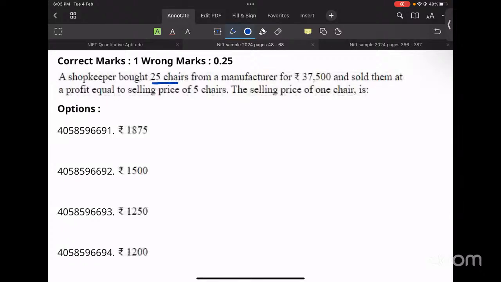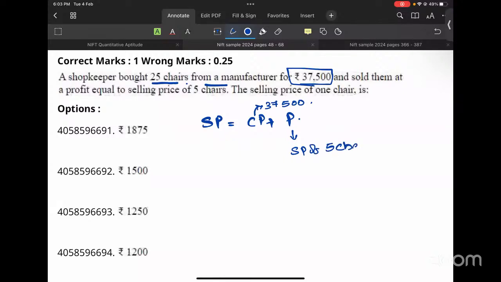A shopkeeper bought 25 chairs from a manufacturer. We know the basic equation: selling price equals cost price plus profit. He bought 25 chairs for 37,500, so we got the value of cost price, 37,500. What is the profit here? The profit is the selling price of 5 chairs. What is the selling price? The selling price is simply the selling price of 25 chairs.